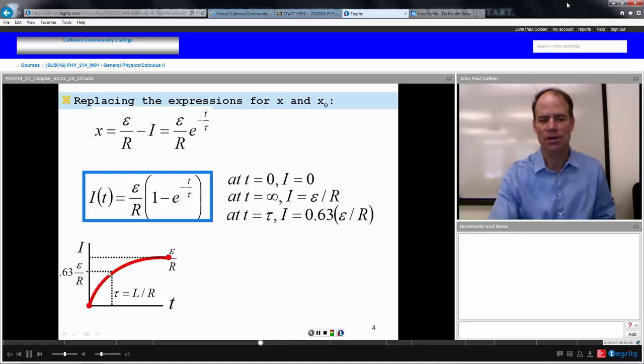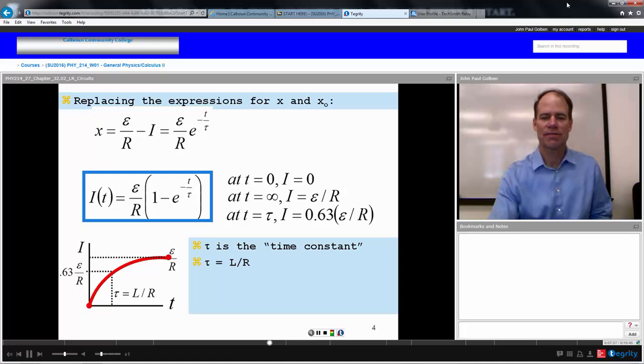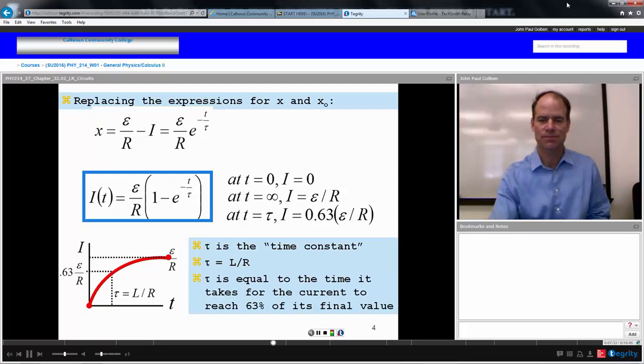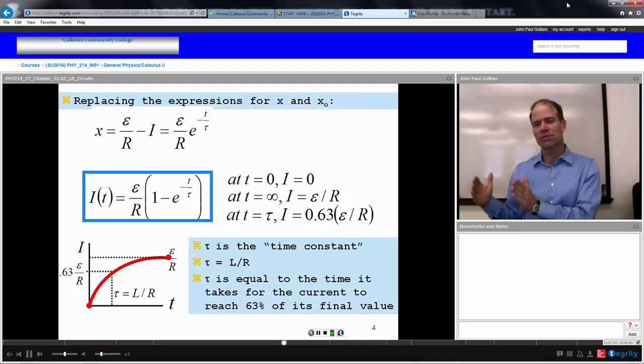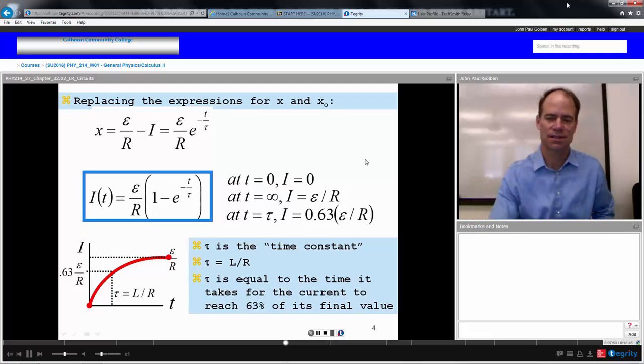If we go up on this curve to 63.2% of the maximum value, it will take us a time equal to this tau, which is equal to L divided by R. We call that the time constant. So by definition, tau, the time constant, is equal to the inductance divided by the resistance, and it is, on this graph, equal to the time it takes for the current to reach 63.2% of its final maximum value. So if I had that kind of curve, I could measure up 63.2%, and I would be able to determine what tau was. Good thing to know.